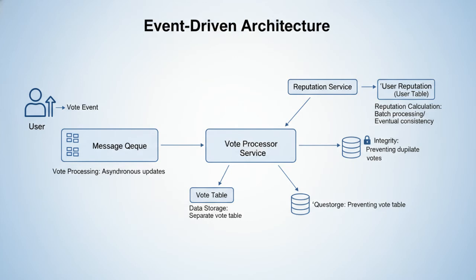Reputation calculation can be a resource-intensive task, so it's often handled in a batch process or with eventual consistency, ensuring accuracy without real-time overhead. We must also implement mechanisms to prevent duplicate votes from the same user on the same post, ensuring data integrity and fairness in the system. This asynchronous, eventually consistent approach helps manage the load effectively.